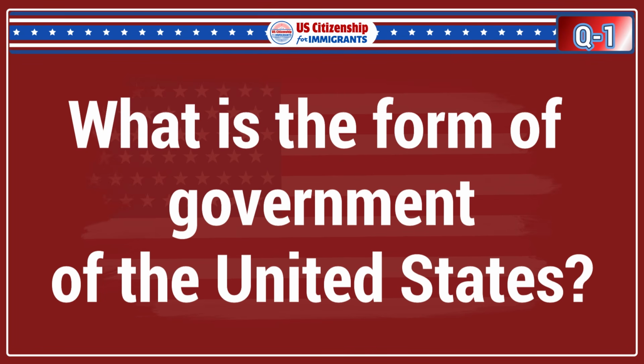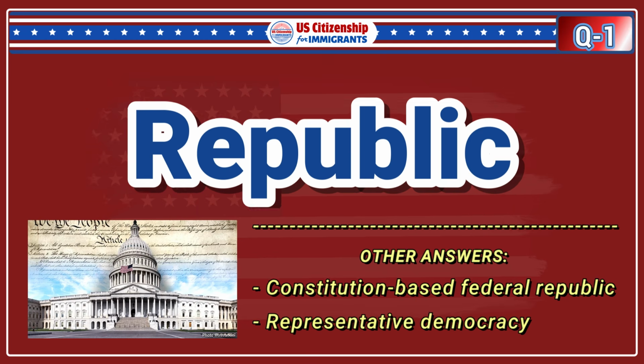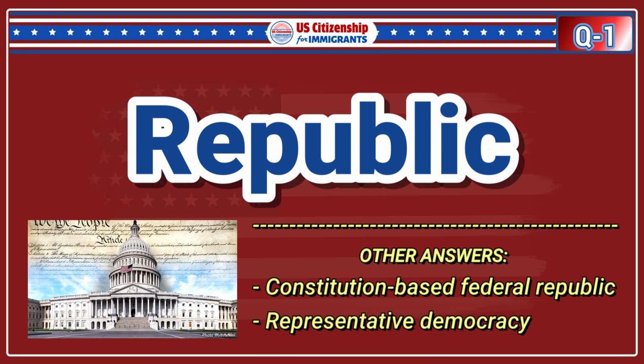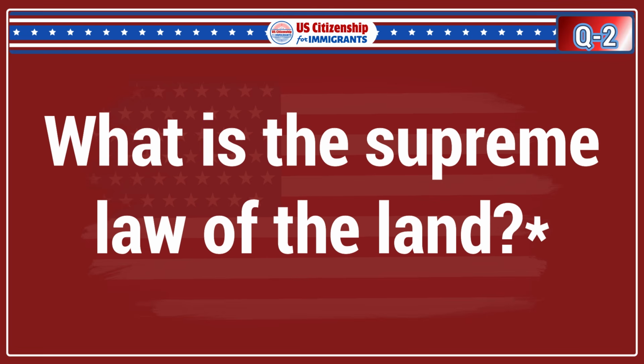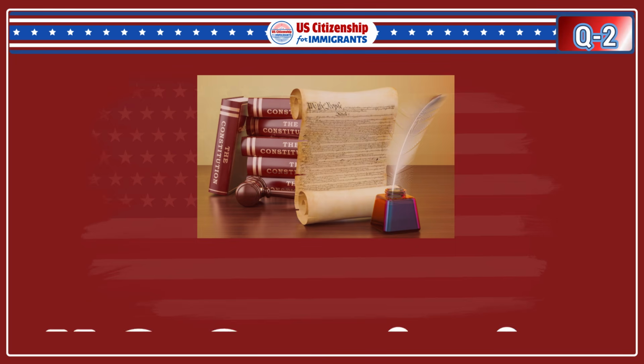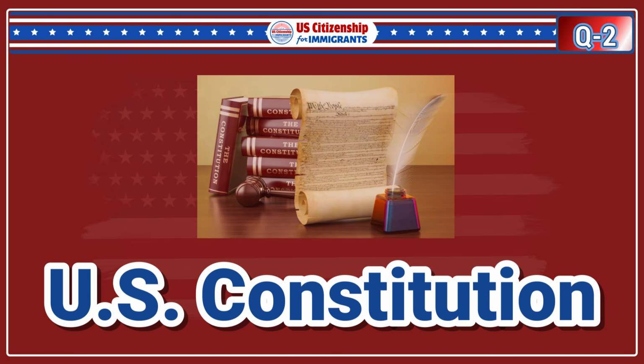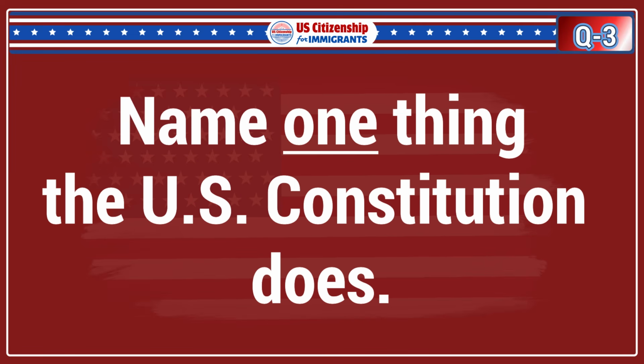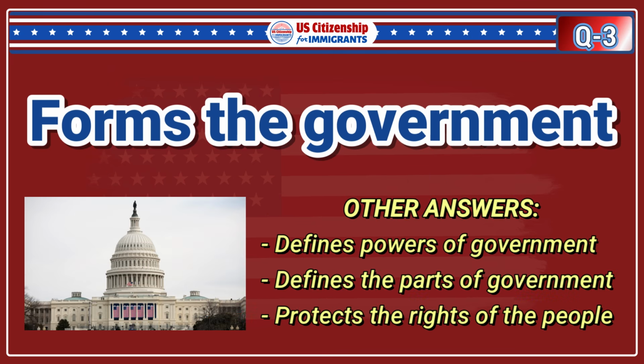1. What is the form of government of the United States? Republic. 2. What is the supreme law of the land? U.S. Constitution. 3. Name one thing the U.S. Constitution does. Forms the government.